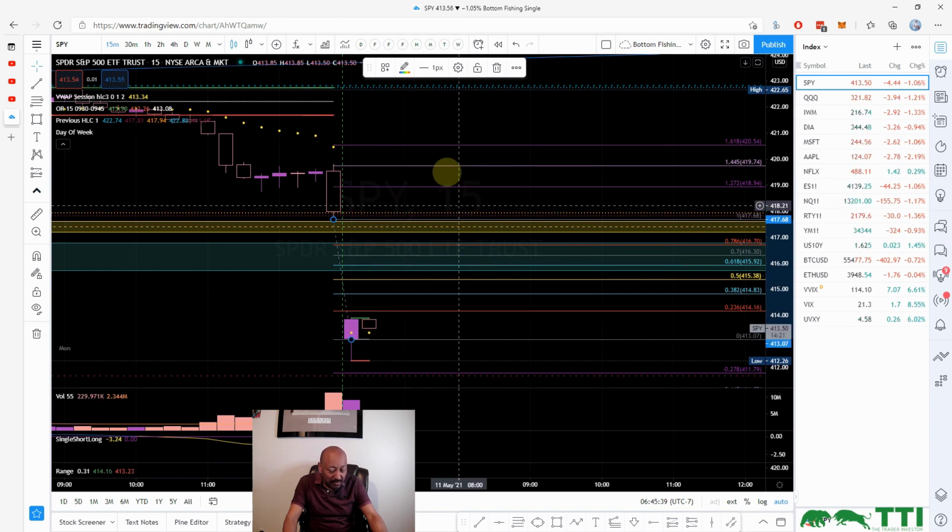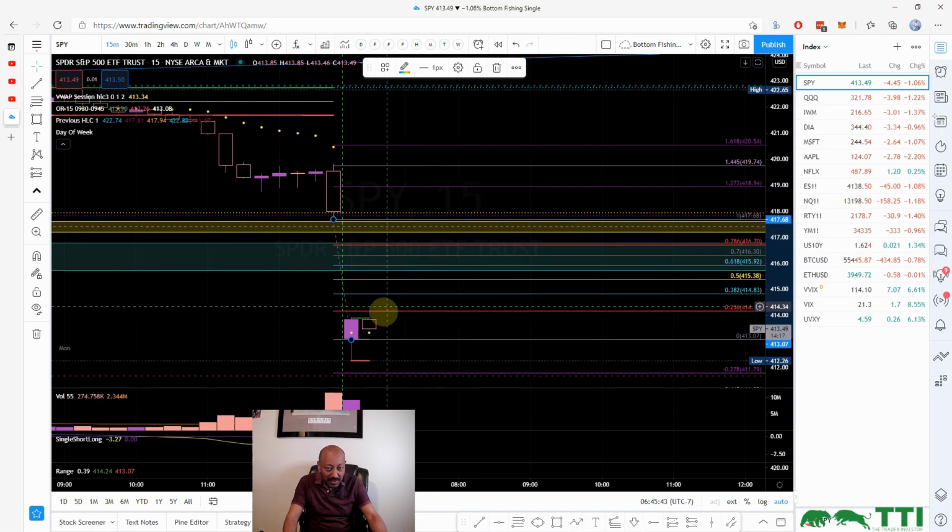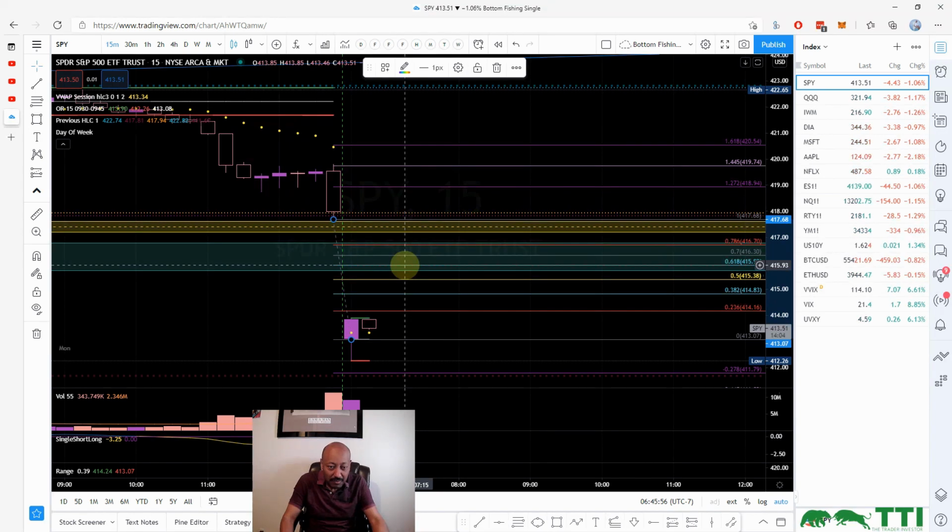So let's be careful. We have some potential headwinds here, so let's be careful. But this gives us a good distance from the 413, almost 414 area, to the 416 area. A $2 move, that's enough to capture a good amount of profit.